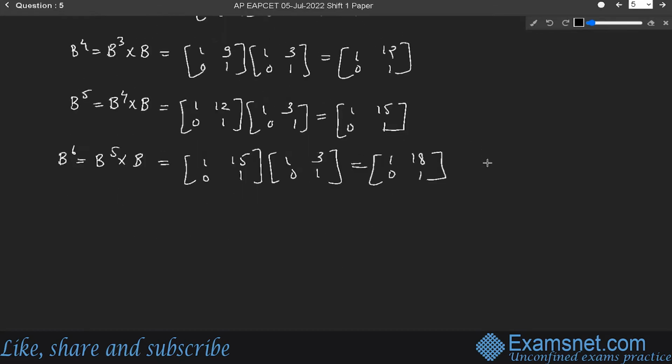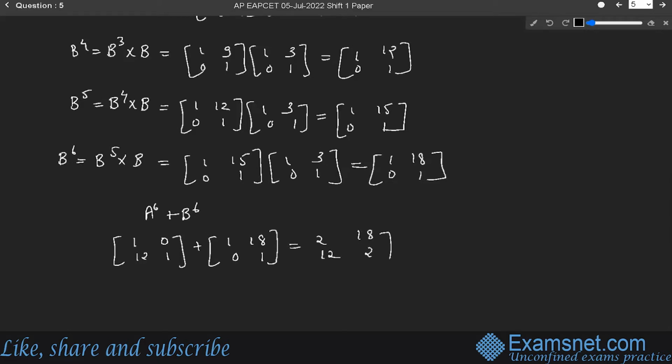Now we have to find the determinant of A power 6 plus B power 6. So let us add both the values. A power 6 is [1 0; 12 1]. And B power 6 is [1 18; 0 1]. So its sum will be [2 18; 12 2].